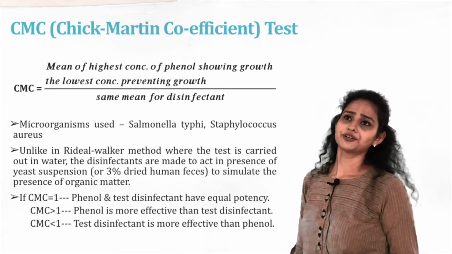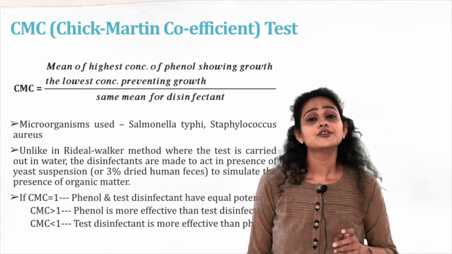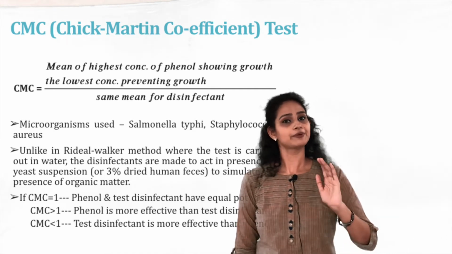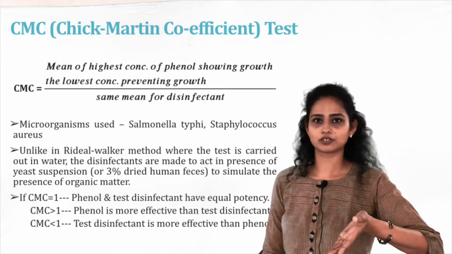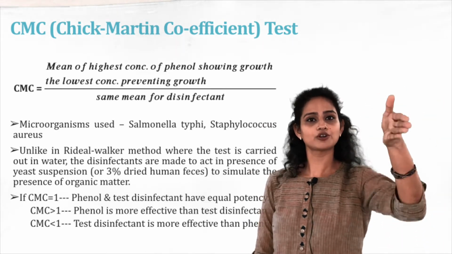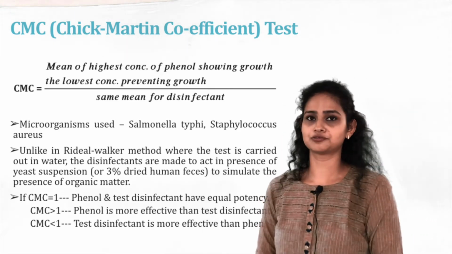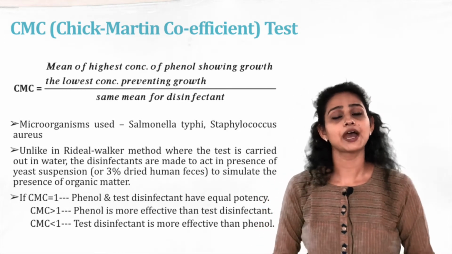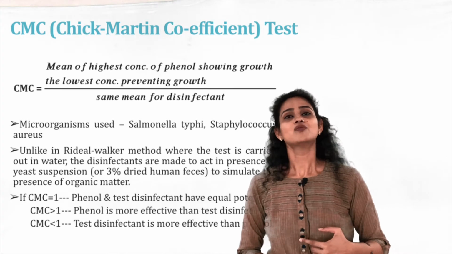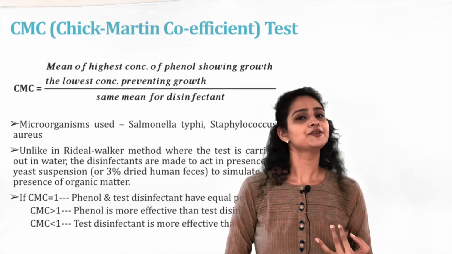The more important thing you need to remember in case of CMC is you have to add organic matter while you are preparing dilutions. We are preparing dilutions in distilled water, as I mentioned in RWC. First of all, you have to prepare water and disinfectant dilution. Same way you have to prepare dilutions here also, but the important thing is you have to add organic matter in those dilutions while preparing them. What are the organic matters? You can either add 3% solution or you can add human fecal content.